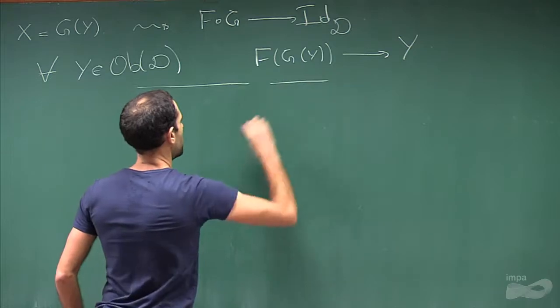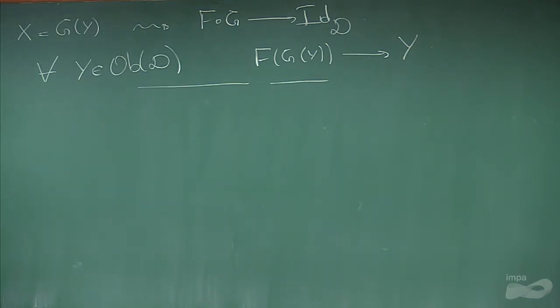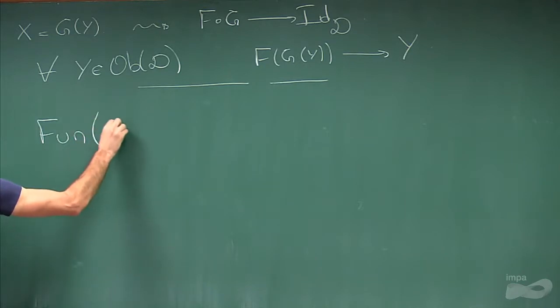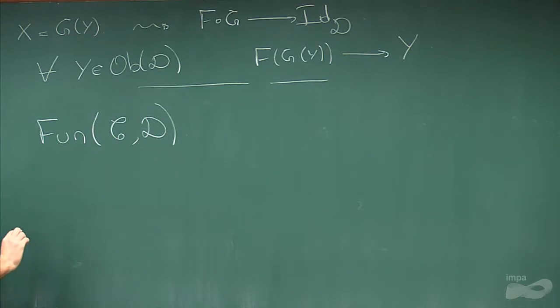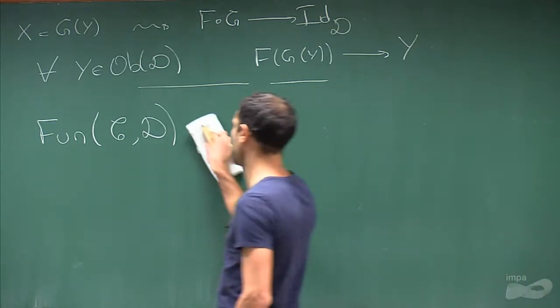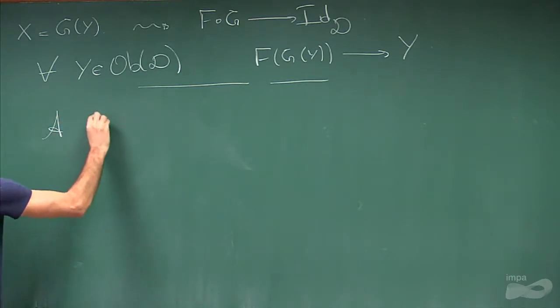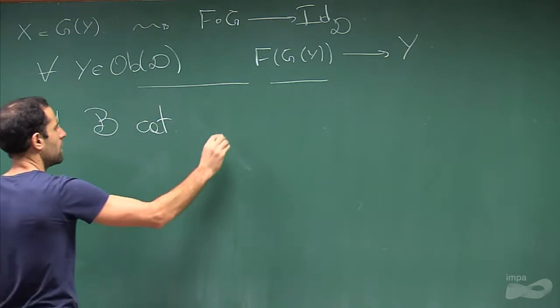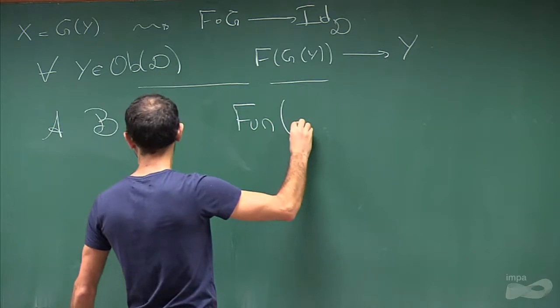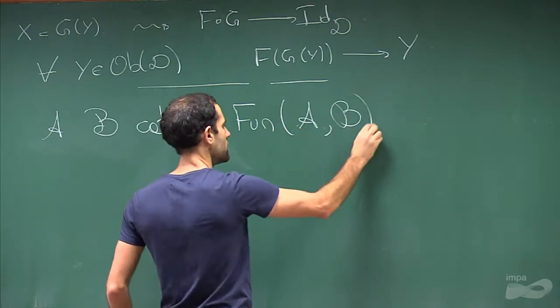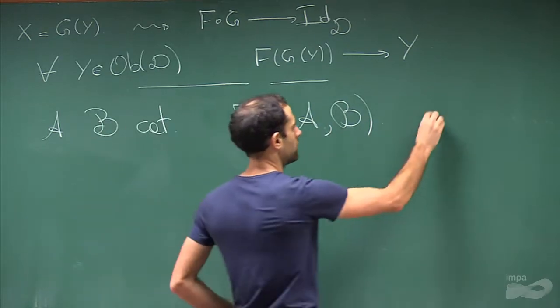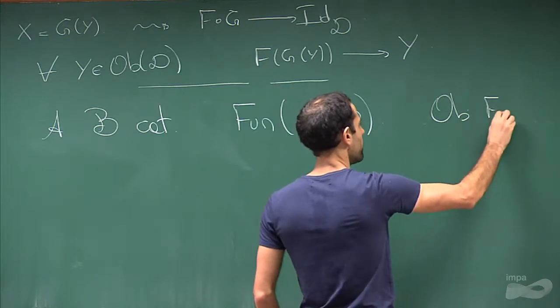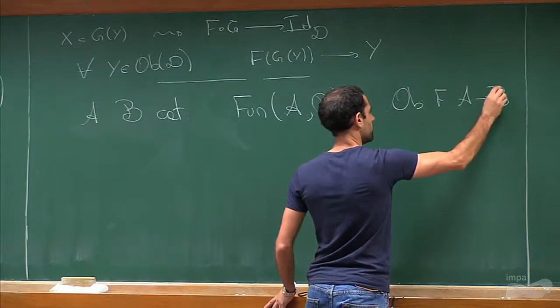Whenever you have two categories, here is C and D, I'm going to look at a new category, which is going to be the category of functors from C to D. Let's choose different names now, not to be confused with those C and D. If I have any two categories, let's say A and B, then I'm going to define a category whose objects are going to be functors from A into B. So objects of this category are going to be functors f that go from A into B.